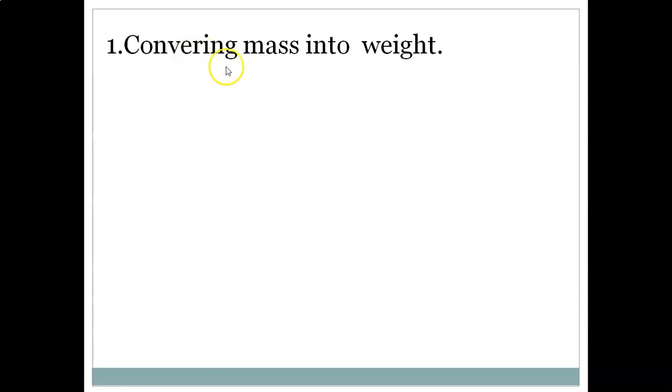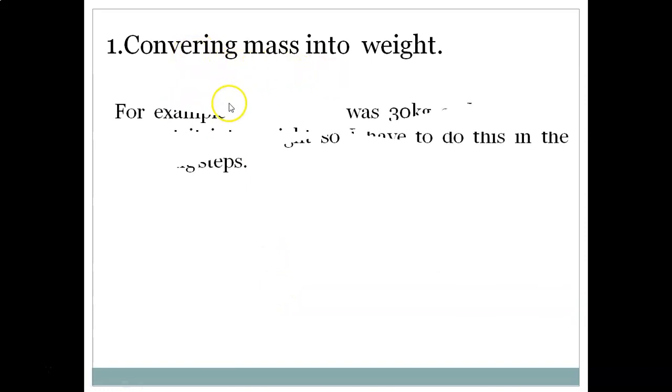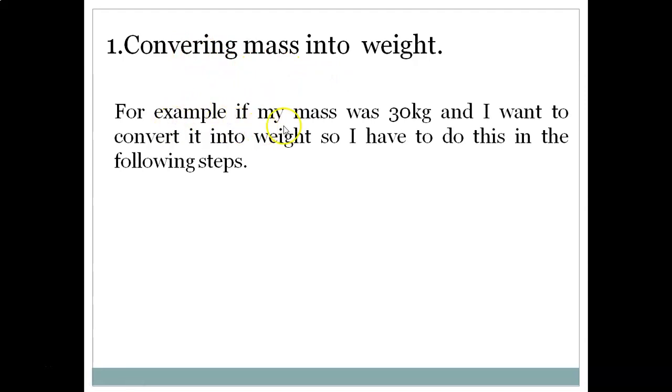First of all, converting mass into weight. For example, if my mass is 30 kg and I want to convert it into weight, I have to do the following steps. How can I find the weight? You should multiply the mass, which is 30, by the gravity. The gravity of Earth is 10. So I multiply 30 by 10, which equals 300 Newton on Earth.